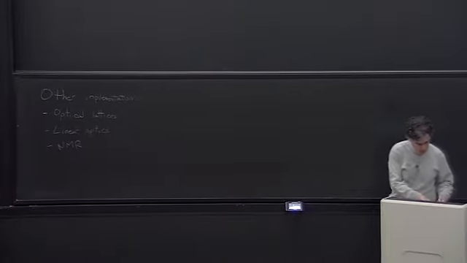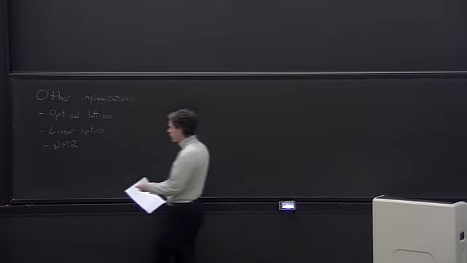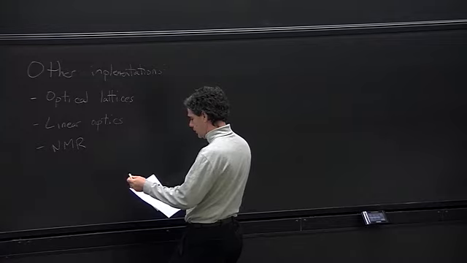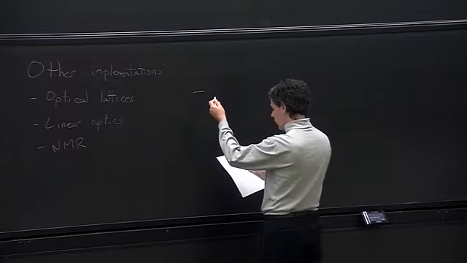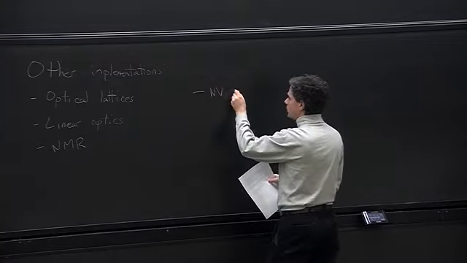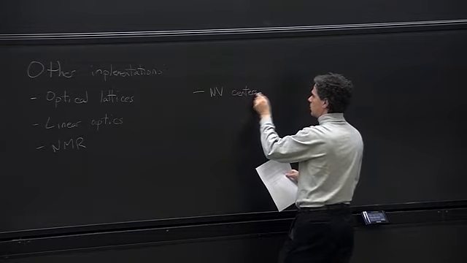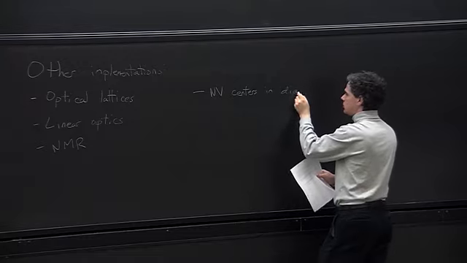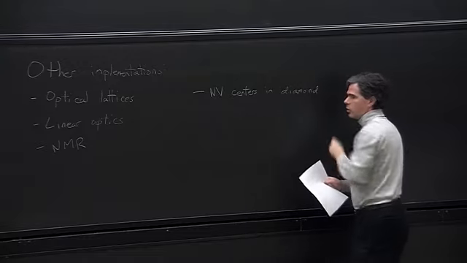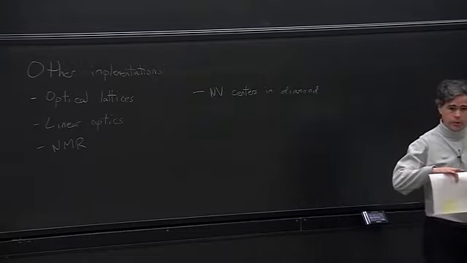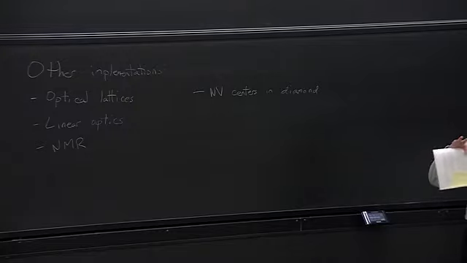OK, now I'm over time, but let me mention a few more things. So we have, let's start a new column. So we have NV centers. So diamond, of course, is a very regular crystal of carbon atoms. But you can have defects in that crystal.